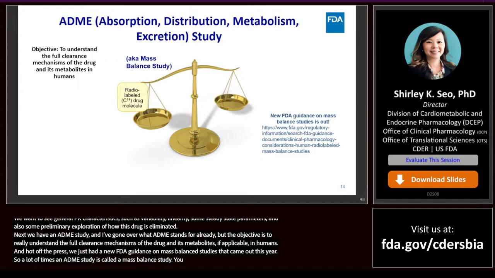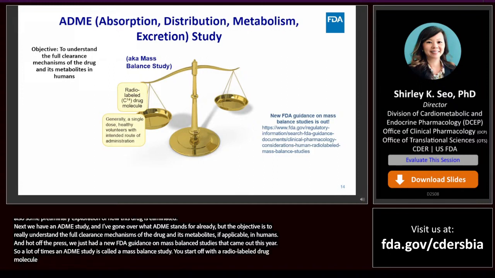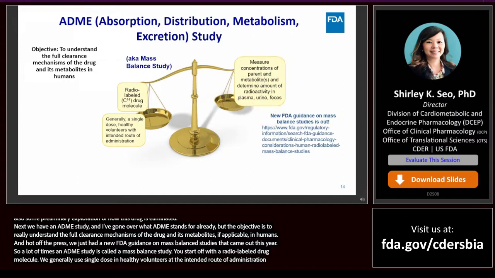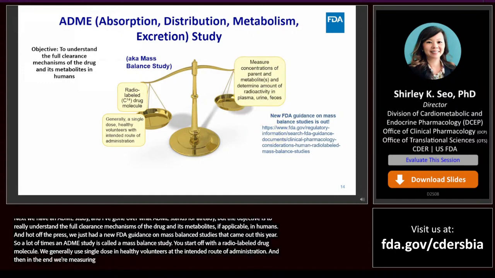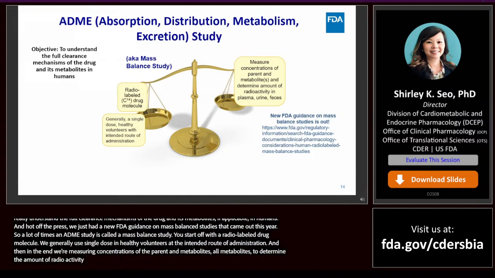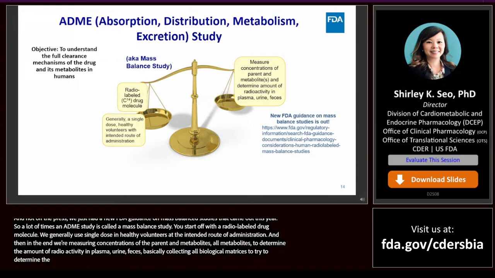You start off with a radio-labeled drug molecule. We generally use a single dose in healthy volunteers at the intended route of administration. And then in the end, we're measuring concentrations of the parent and all metabolites, to determine the amount of radioactivity in plasma, urine, feces, basically collecting all biological matrices to try to determine the total drug excreted.